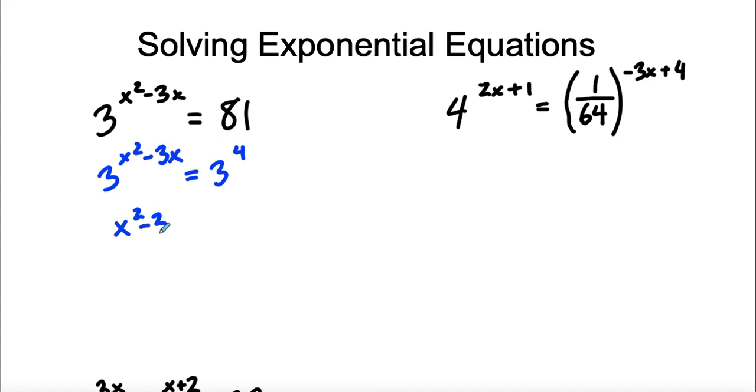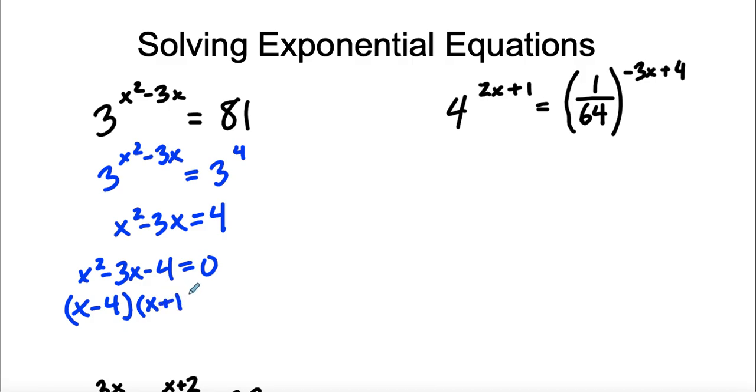So I'm going to say x squared minus 3x equals 4. Now I'm going to move this 4 to the other side by subtracting 4. And now I have a quadratic that I can solve. So what multiplies to negative 4 and adds to negative 3? Well, negative 4 and 1. So I have these both equal to 0.